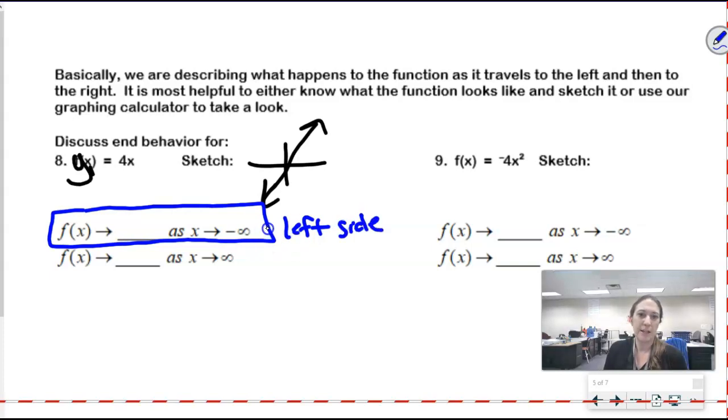So as x goes to negative infinity, if I was a little bug traveling along the left side of my function, this little bug is going down, down, down, down, down. And the way we say down forever is we say negative infinity.